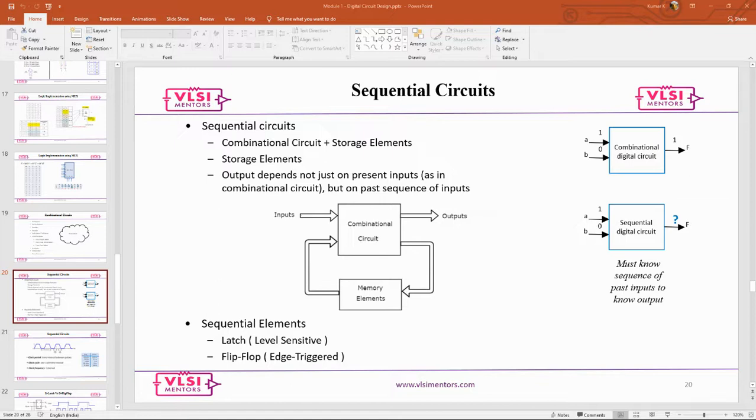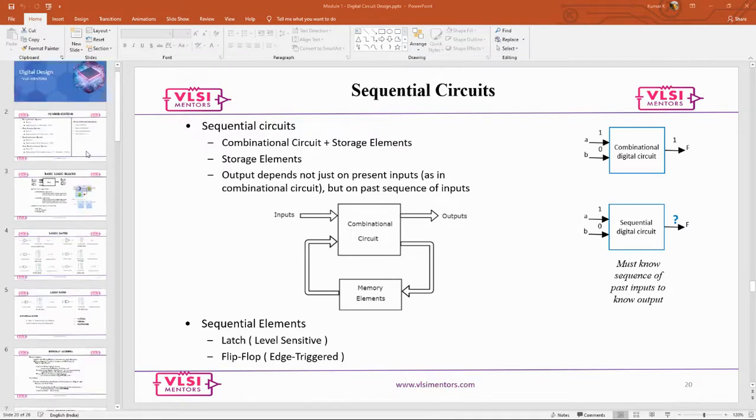Okay, all right. We'll get started on the sequential circuits. Last week we talked about combinational circuits. Let's do a quick recap.